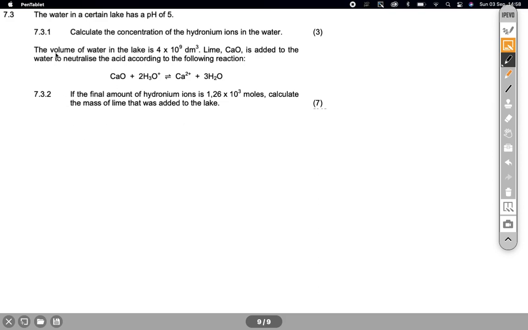Okay, so 7.3. The water in a certain lake has a pH of 5.7. 7.3.1 says calculate the concentration of the hydronium ions in the water. So we just simply go to our formula. pH is equal to negative log of the concentration of the hydronium ions. Thereafter, our pH is 5.7. Then we have negative log.